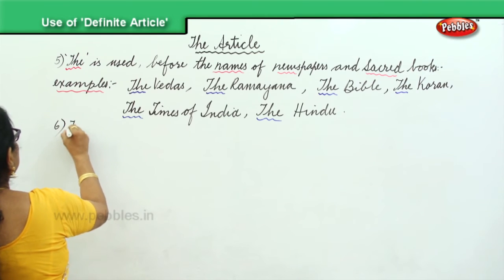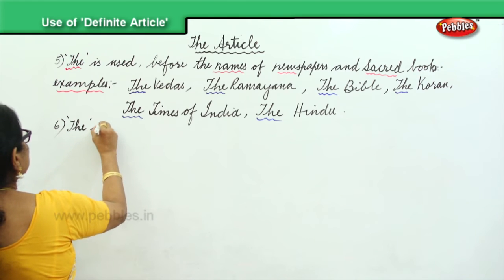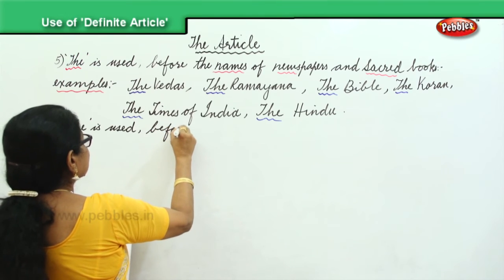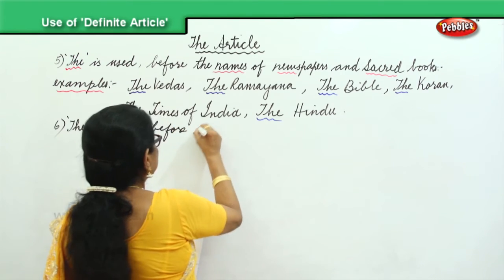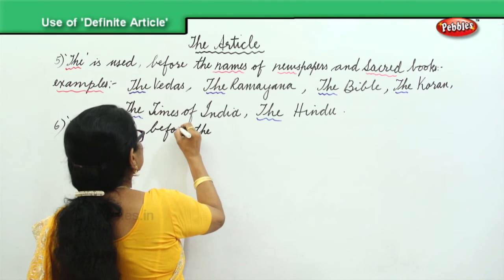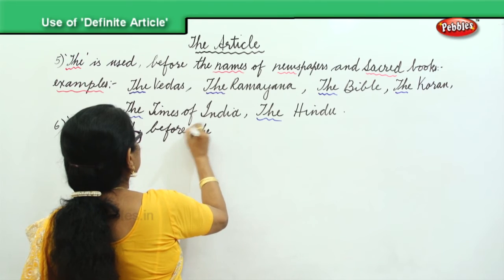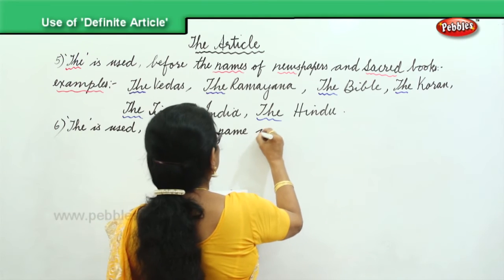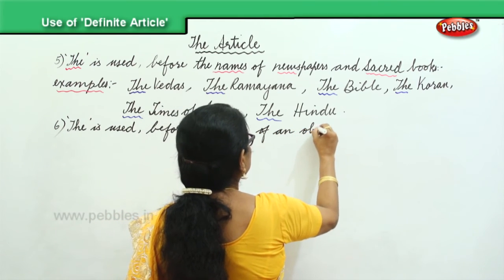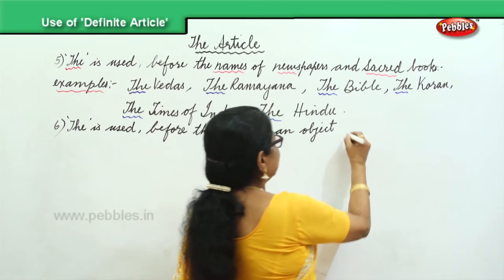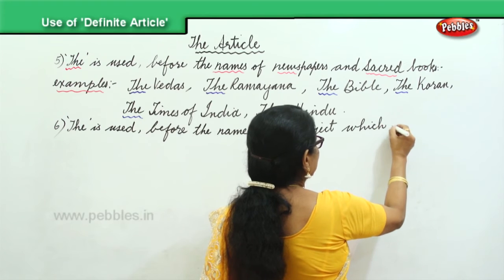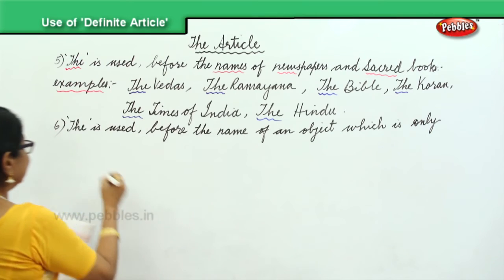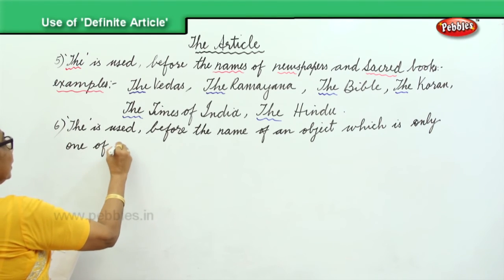Okay, the is used before the name of an object which is only one of its kind.